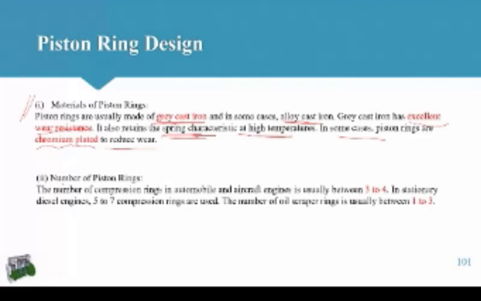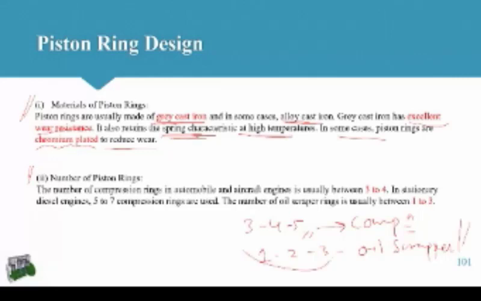As far as the number of piston rings is concerned, there is no hard and fast rule, but the general practice is that there will be around 3 to 4 to 5 rings, with compression rings, and 1, 2, or 3 oil scraper rings. Okay, this is the thumb rule.